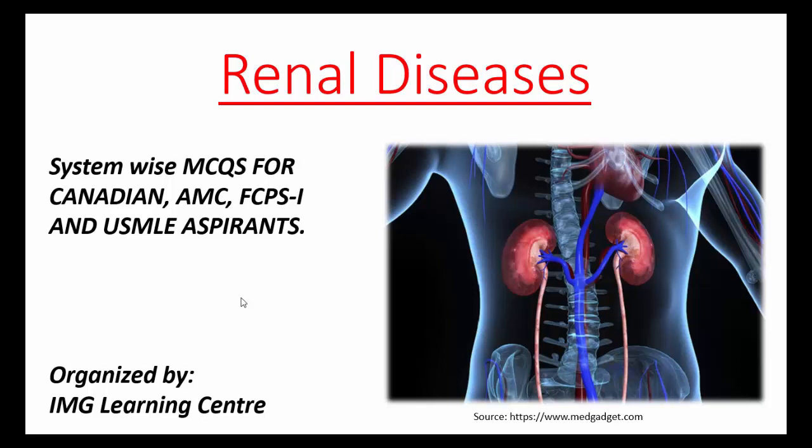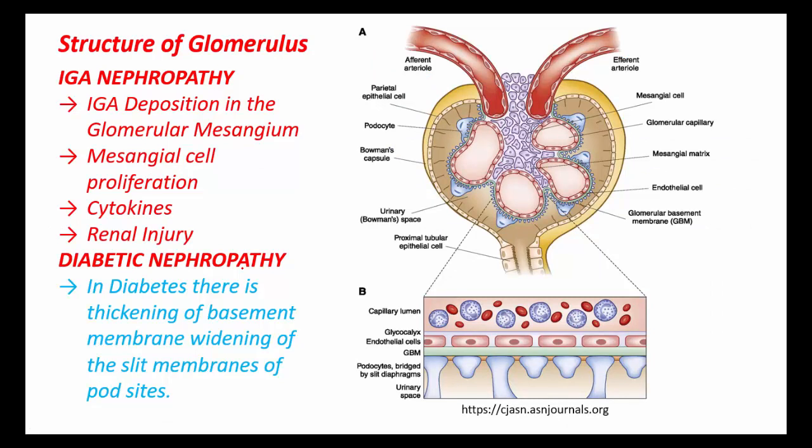in different exams. So today our topic is about renal diseases, and in renal diseases we will discuss IgA nephropathy, diabetic nephropathy and proteinuria. So let's see. First of all, we will discuss the structure of the glomerulus.